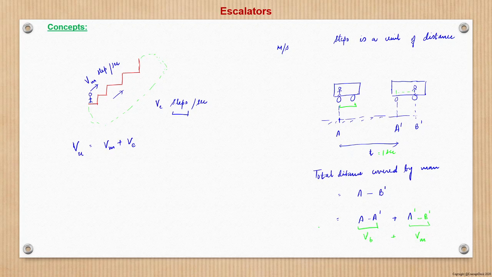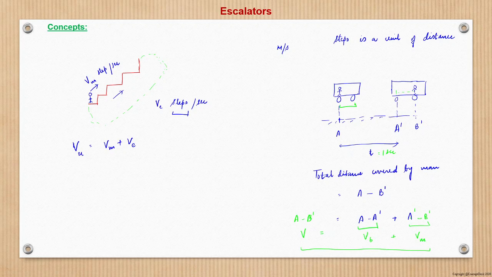So now see, the effective distance was A to B dash, and this distance has been covered in t seconds, which is 1 second, so this becomes the speed also. So the effective speed is nothing but v is equal to vb plus vm, and this is how we have written here, right? So the frame of reference is important here, right?